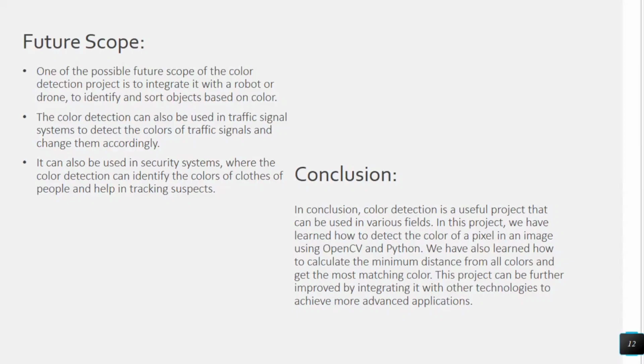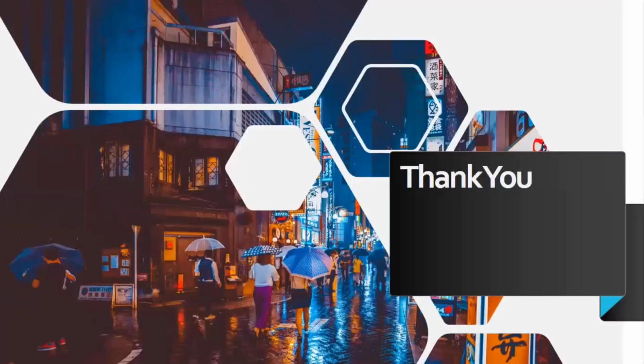So that's why. And then after that, in the end, the conclusion: color detection is a useful project that can be used in various fields. In this project, we have learned how to detect the color of a pixel in an image using OpenCV and Python. We have also learned how to calculate the minimum distance from all colors and get the most matching color. This project can be further improved by integrating it with other technologies to achieve more advanced applications. So thank you so much, everyone.